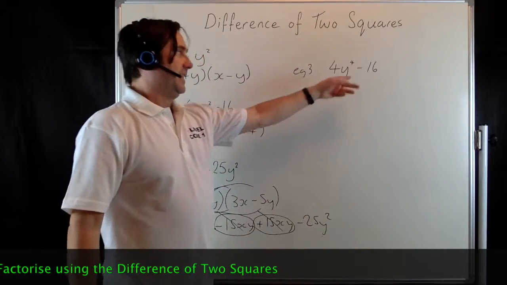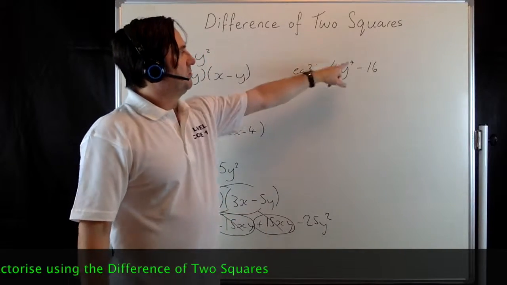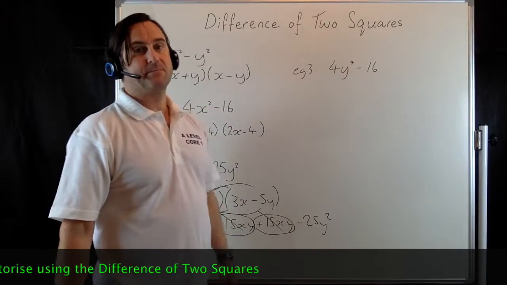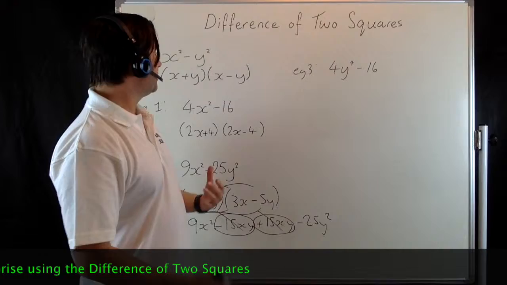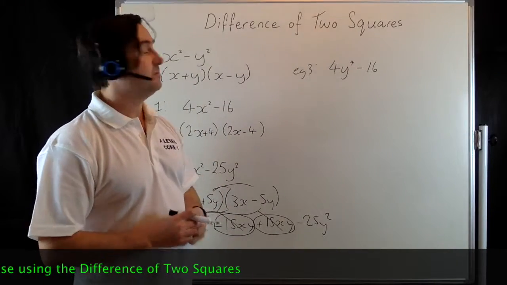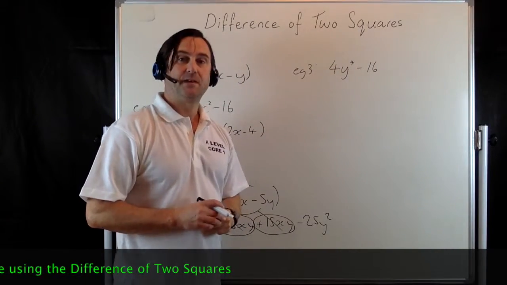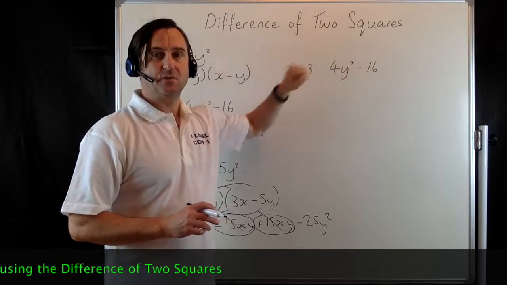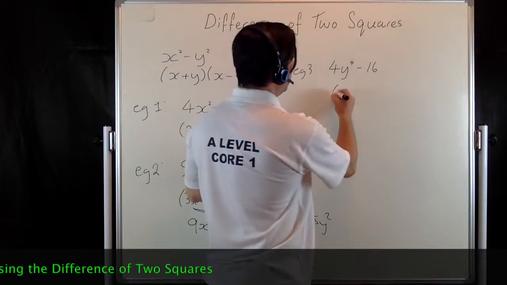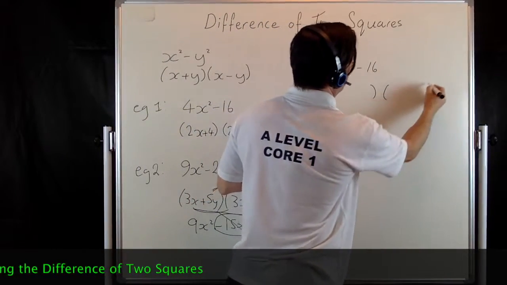Last one here, example 3. It's a little bit tricky here because we've got this 4 here, and you wouldn't first of all assume that this is a difference of two squares because it's not got a squared term there. But of course this can be square rooted, so we can use the difference of two squares, so you've got to watch out for these.